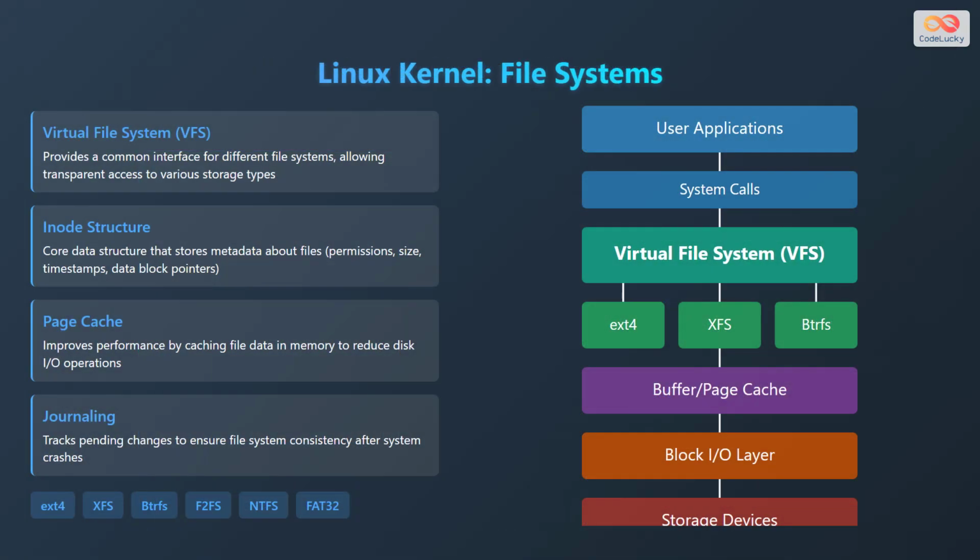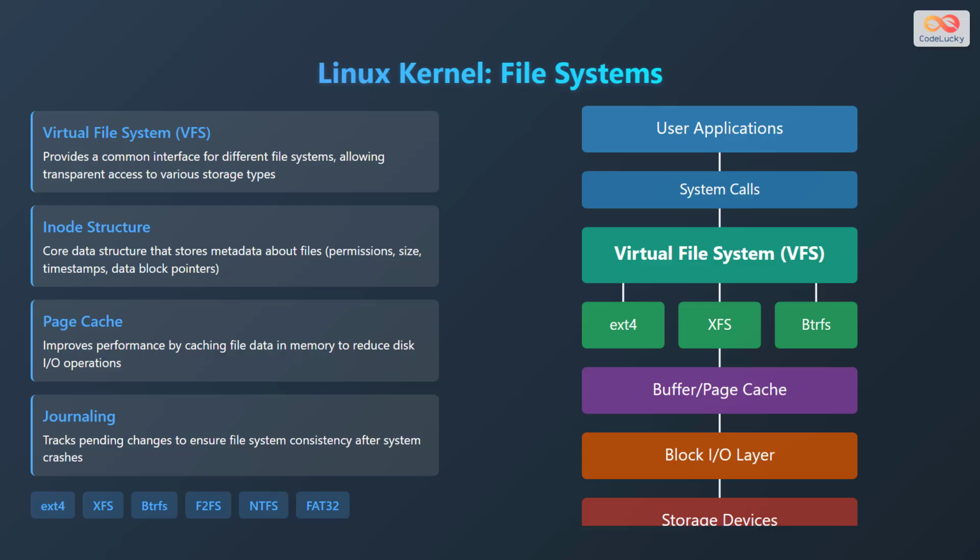The Linux kernel uses a virtual file system, often abbreviated as VFS, providing a common interface for different file systems, allowing transparent access to various storage types. It has an inode structure, which is a core data structure that stores metadata about files, such as permissions, size, timestamps, and data block pointers. It also uses page cache, improving performance by caching file data in memory to reduce disk input-output operations. Journaling tracks pending changes to ensure file system consistency after system crashes.